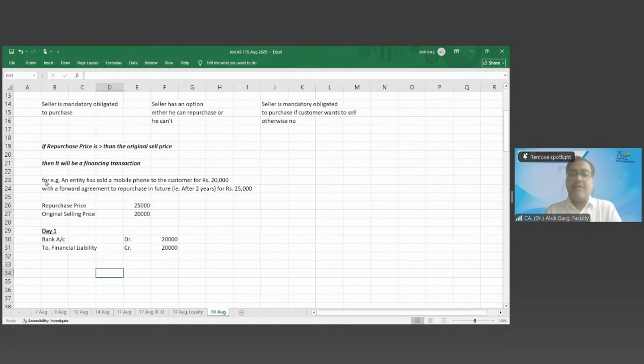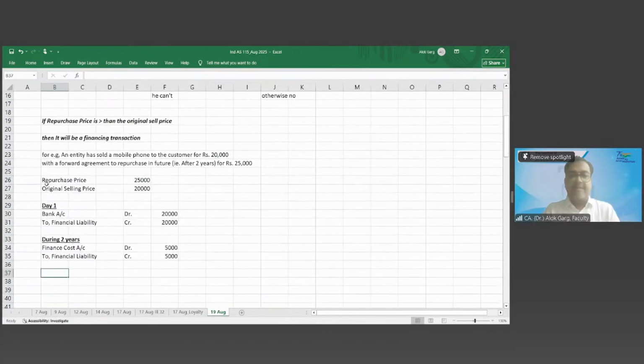What is the accounting entry during 2 years? Simple. Finance cost or interest cost account debit to financial liability. Finance cost account debit, financial liability credit. What is the amount? 5,000 rupees. Right.